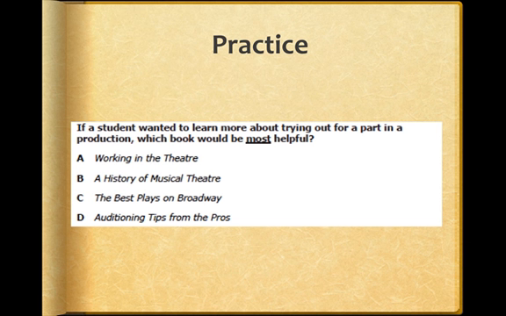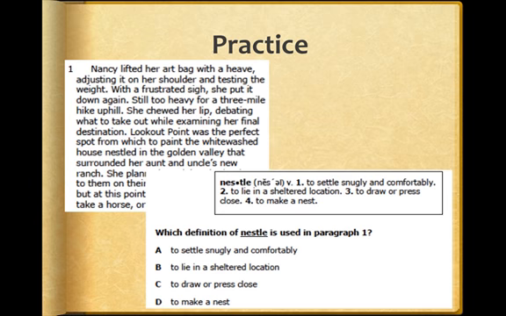He's trying to get a job, so A History of a Musical is not about getting a job, and The Best Plays on Broadway is not about getting a job. But working in theater could possibly have been an answer, but auditioning tips from the pros would definitely be a better choice if I'm trying out for a part. Great job. Let's do another one.